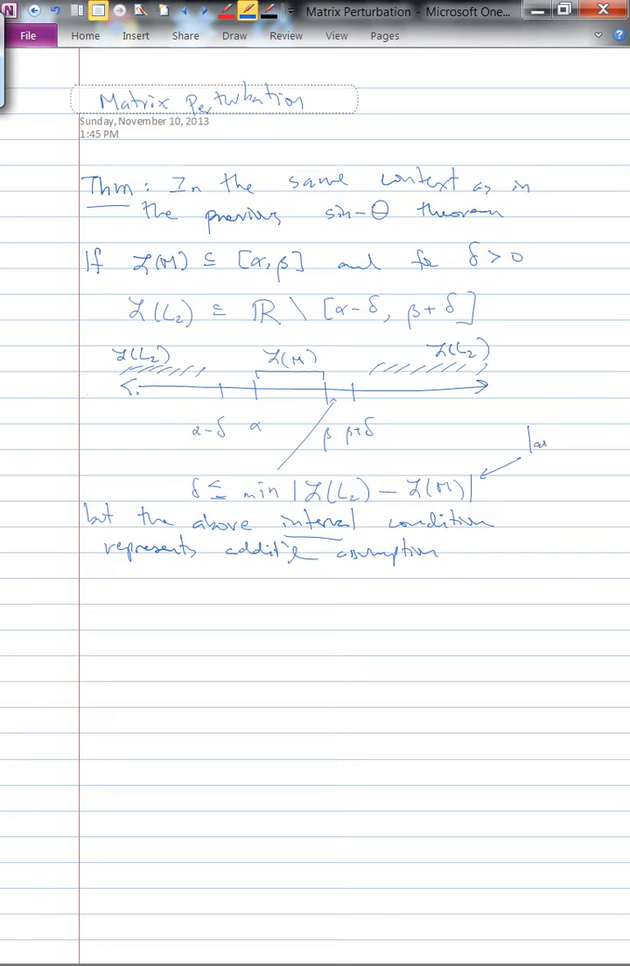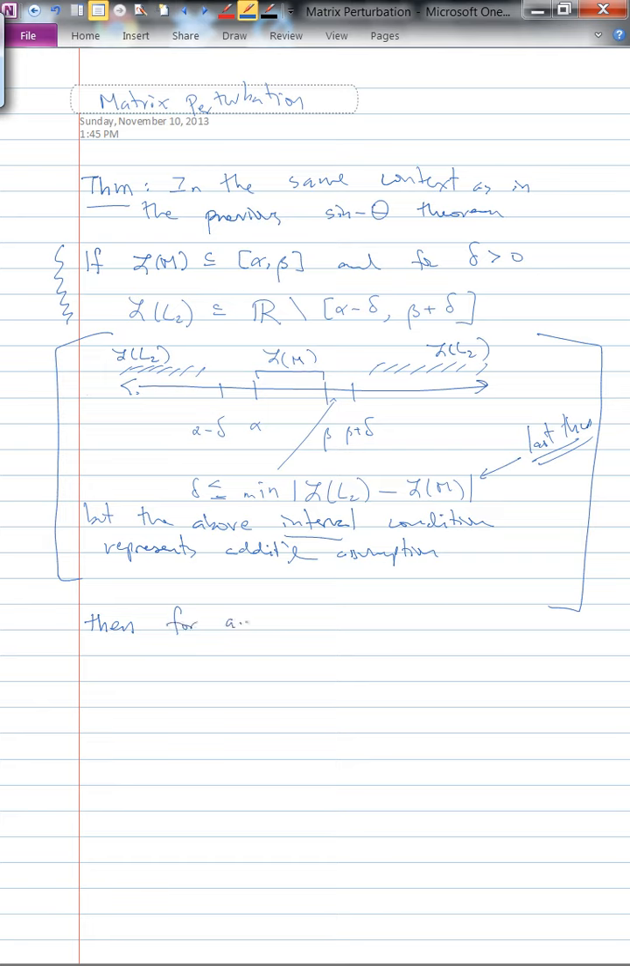Last time, the last theorem only had this. So the conclusion here, this is kind of a parenthesis explaining what that means. But if this holds, if we have this interval condition and this separation, and note that we haven't brought up any specific norms here.